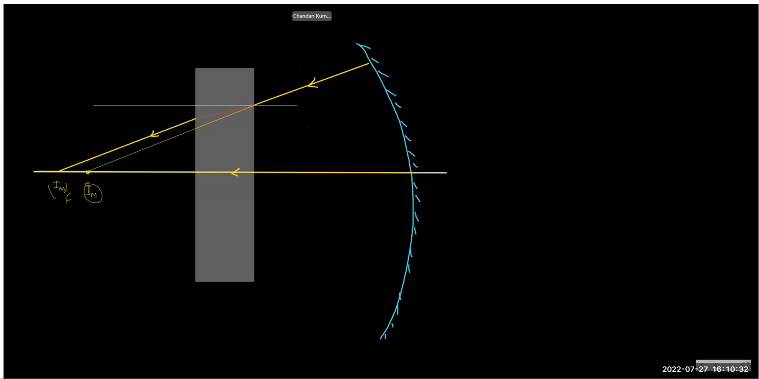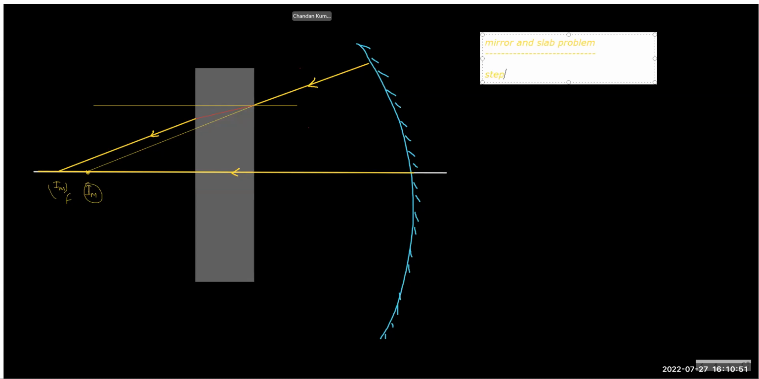So the question is why I'm teaching this: because we need to understand how to solve questions of mirror and slab. There's something called the mirror and slab problem. It is solved in two stages. First, shift the object, because the slab will shift it normally, and then the mirror will perceive the apparent position of the object as the object.